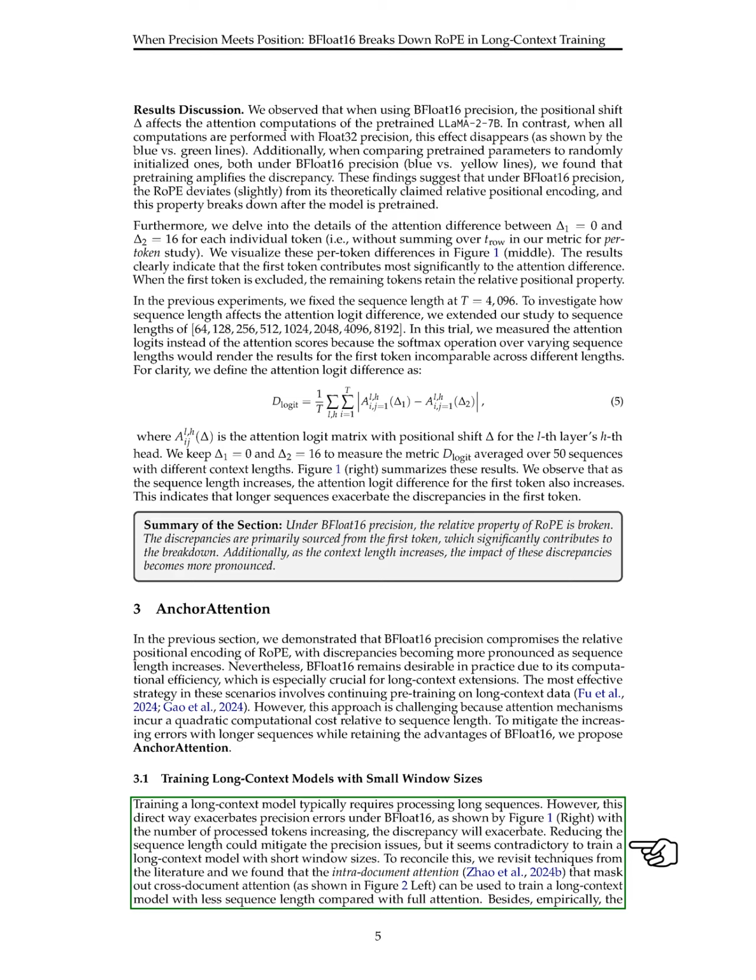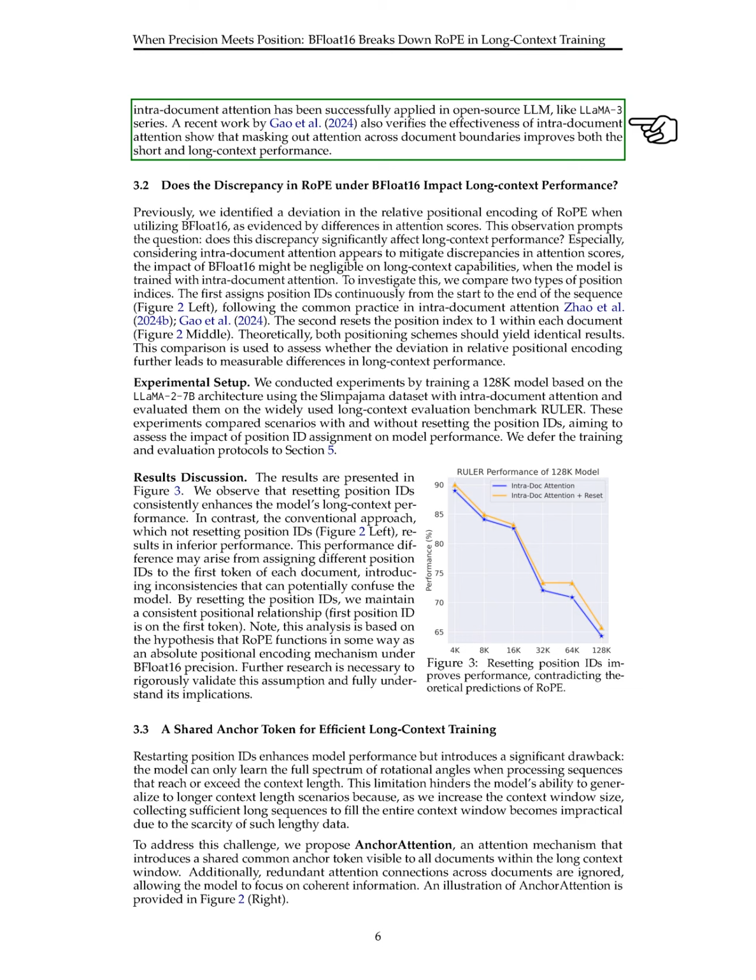We found that reducing sequence length could help, but it seems counterintuitive to train a long context model with shorter windows. To resolve this, we revisited existing techniques and discovered that using intra-document attention, which masks out attention across different documents, allows us to train a long context model with shorter sequences. This method has been successfully applied in open-source models like the Llama 3 series, and recent studies confirm that masking attention across document boundaries improves performance for both short and long contexts.